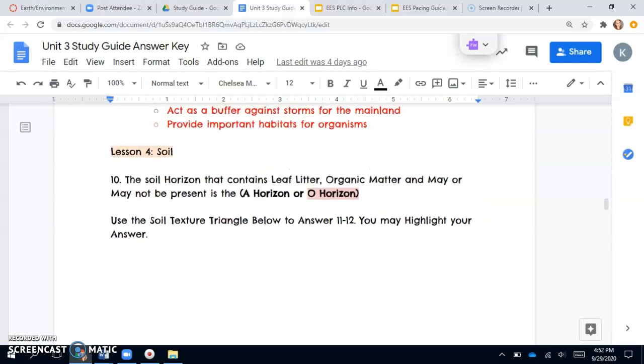Lesson 4 was soil. So 10 says the soil horizon that contains leaf litter, organic matter, and may or may not be present is the O horizon. So if you remember on your soil horizons, O is the one on the very top. Sometimes there are not O horizons because it really is just kind of the top layer that sits on top of like the soil and the grass. So now as it's getting closer to fall, we're going to have these leaves dying and falling off the trees. We're going to see more O horizons in our own area.